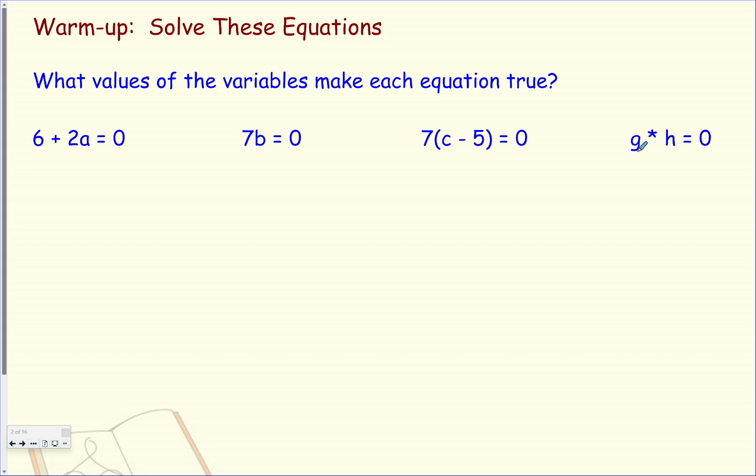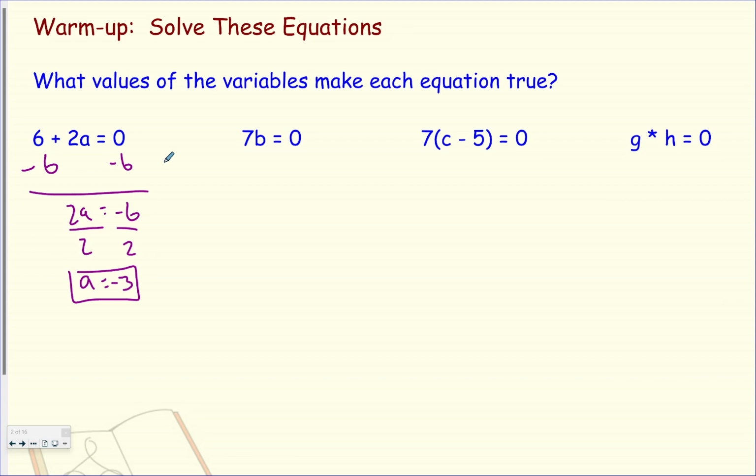So the first one, pretty straightforward, right? 6 plus 2a equals 0. Let's subtract 6 from both sides. 2a equals negative 6. Divide by 2. Divide by 2. And a equals negative 3. Okay. And sure enough, negative 3, when plugged in for a, will make this equal to 0.